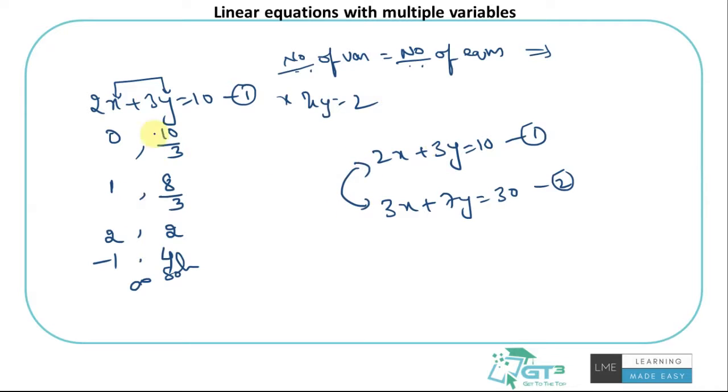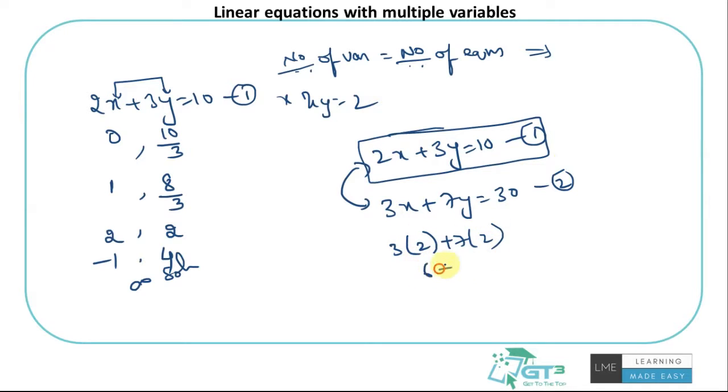You see this 2, 2 will satisfy this, right? Let me check 2, 2 here. 3 into 2 plus 7 into 2 is what? 6 plus 14 is 20, which is not equal to 30. So this is not a correct solution. That's why solutions which were true for one equation will not satisfy the other. There will be only one solution, one pair of x and y, which would satisfy both equations.